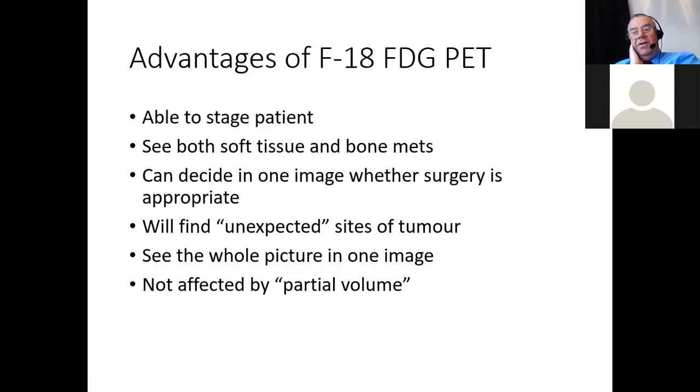So there are some advantages in using FDG PET in bone metastasis. We're able to stage the whole patient, both soft tissue and bone. And obviously, if we were staging the patient for surgery, that is useful. You will almost certainly find unexpected sites of tumor. And the other thing is that, to be honest, if you use the MIP image, you can see the whole patient in one picture. And it's not really affected by partial volume that affects CT and MR as much.